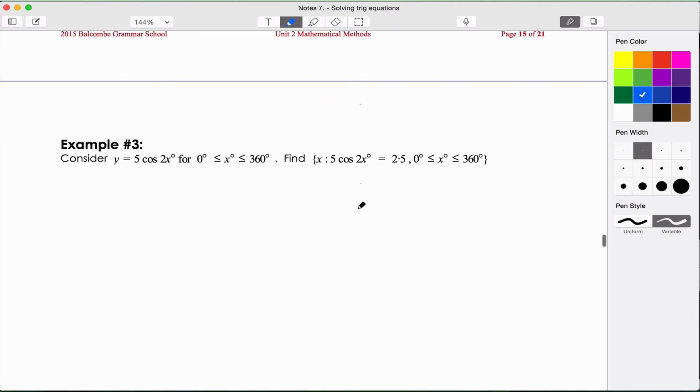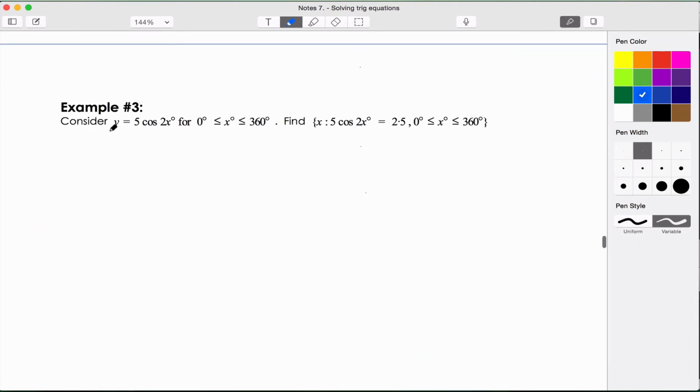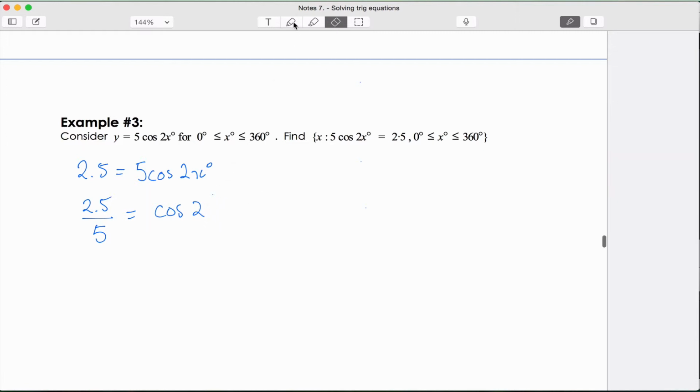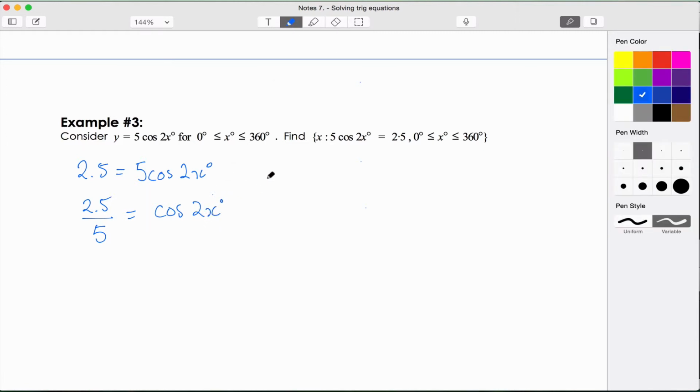In our third example, we have y equals 5 cos 2x degrees for 0 to 360. Find x such that 5 cos 2x degrees equals 2.5. 2.5 equals 5 cos 2x degrees. 2.5 divided by 5 equals cos 2x degrees. 1/2 equals cos 2x degrees.